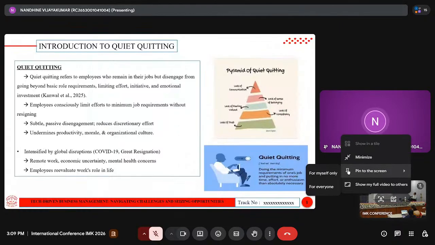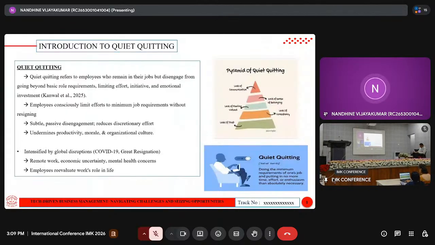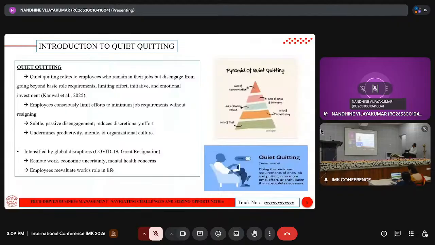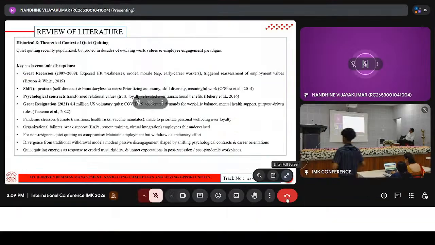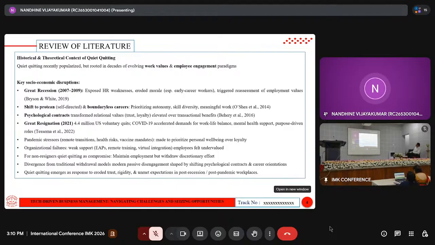It gained pace as COVID-19 and the Great Resignation served as major catalysts for quiet quitting. This is a major workplace phenomenon affecting productivity, morale and organizational culture. The review covers key socio-economic disruptions like the Great Recession, the shift to protean and boundaryless careers, which are self-directed careers, psychological contract breaches between employer and employees, and the Great Resignation. It is also driven by pandemic stressors like the remote transition, which brought a major shift in working conditions, and organizational failures like psychological contract breaches and perceived organizational injustice.